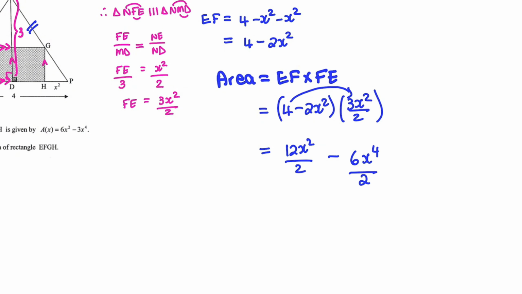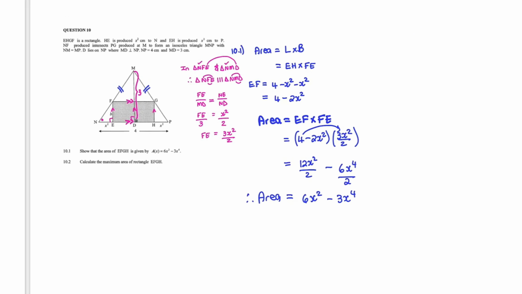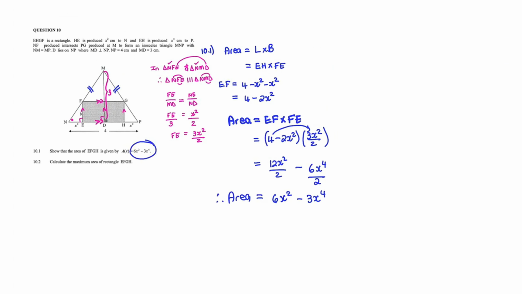So can you see, 4 times this fraction becomes 12x squared over 2, and negative 2x squared times this fraction becomes negative 6x to the power of 4 divided by 2. And therefore, the area, when I simplify, is 6x squared minus 3x to the power of 4. And that is the area which they asked me to prove.